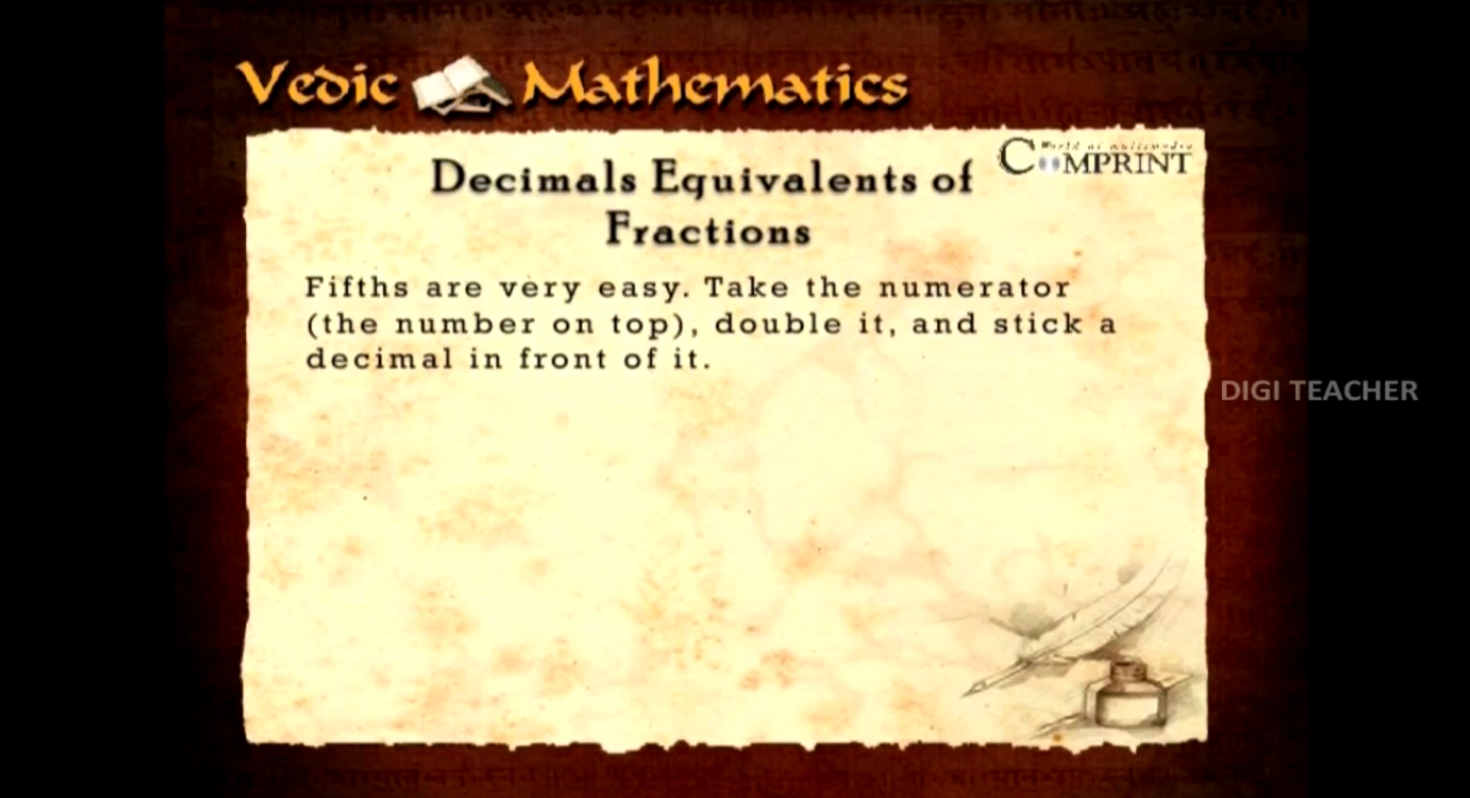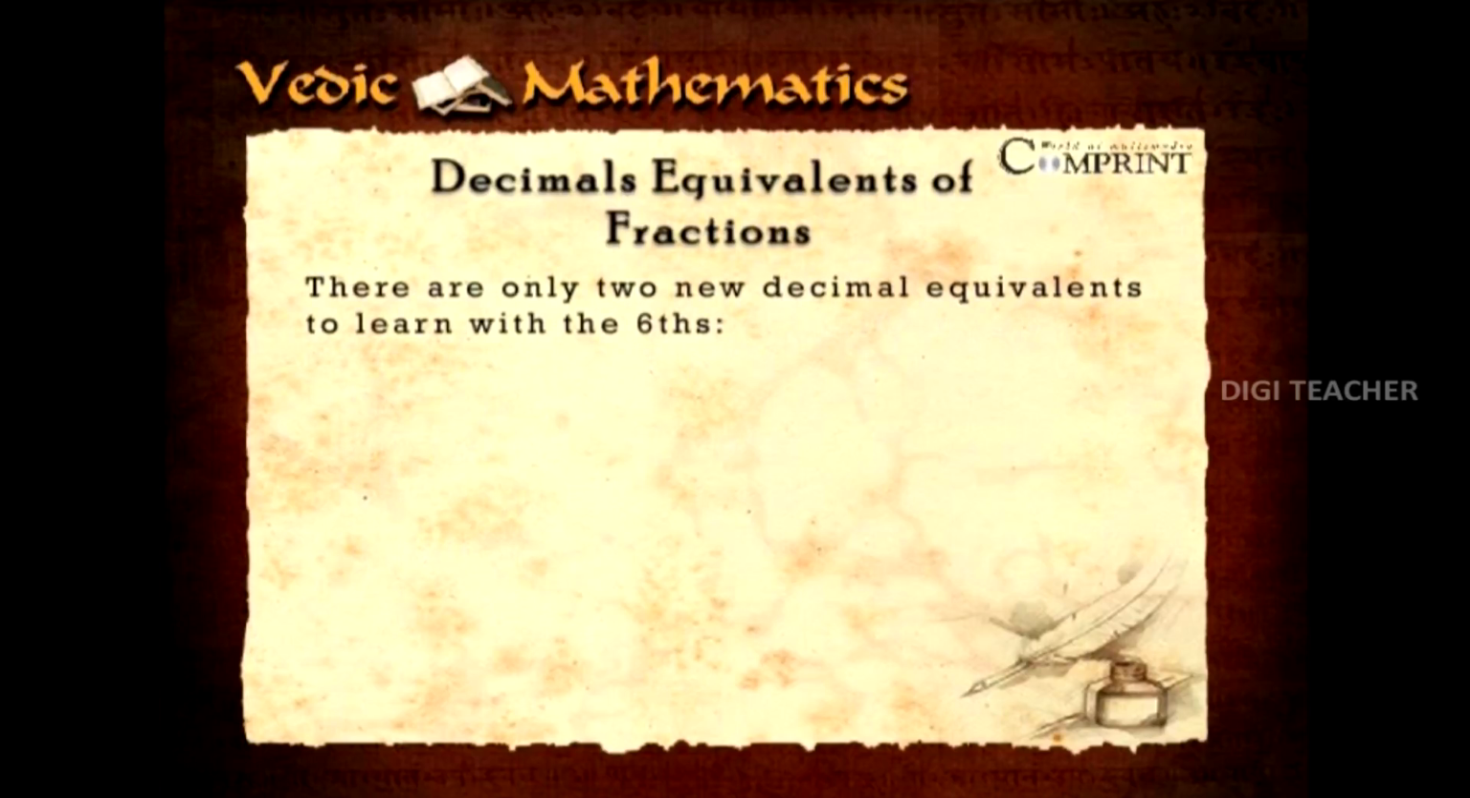The fifths are very easy. Take the numerator, which is the number on top, double it, and stick a decimal in front of it. 1/5 equals 0.2, 2/5 equals 0.4, 3/5 equals 0.6, and 4/5 equals 0.8.